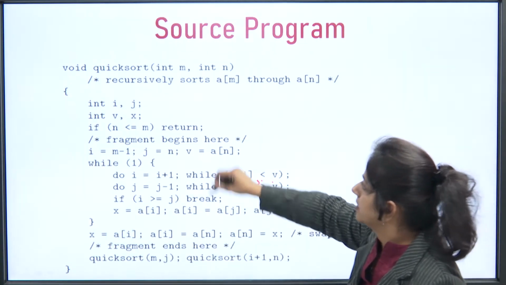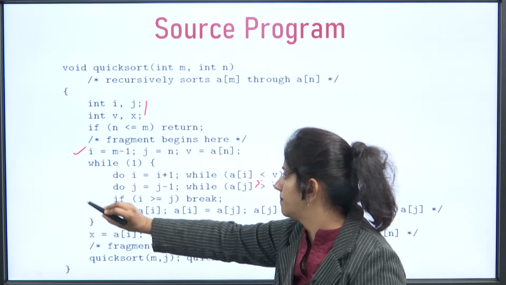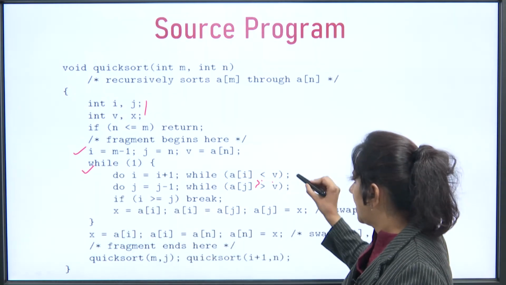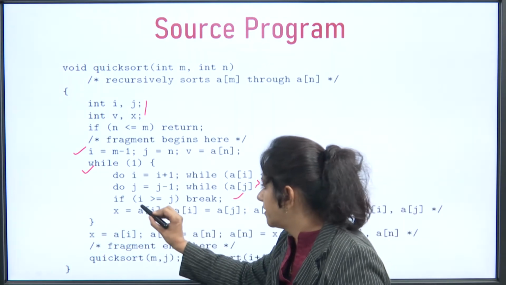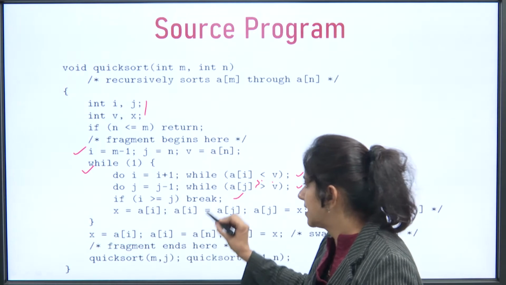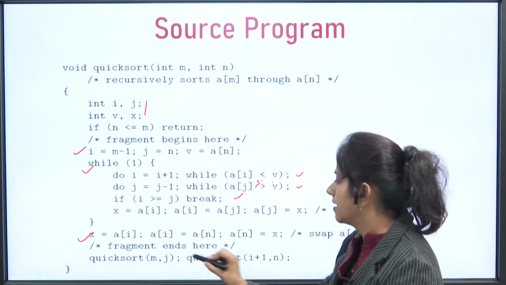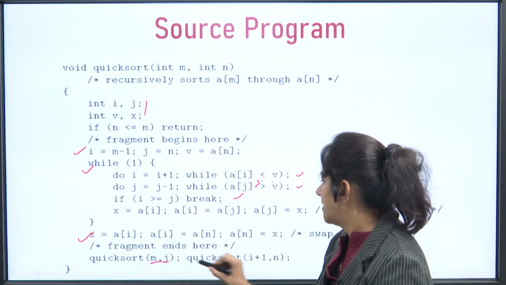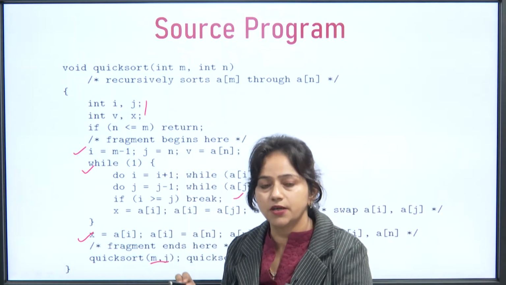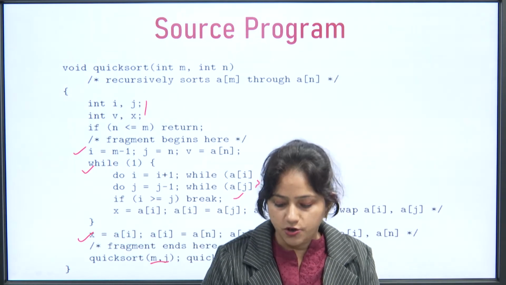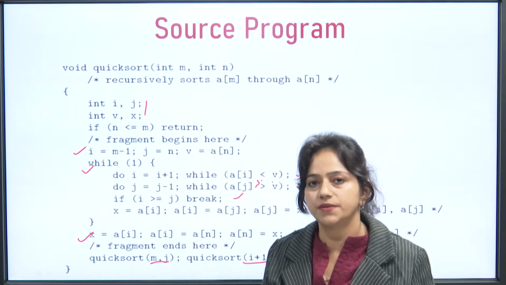It has a declaration section, and here we are initializing the variables. Then there is a while for 1, and then 2 while loops inside it, then there is an if condition, and if this condition is met, then we break from it and come out at this particular statement. Further, we call the procedure for another value of m and n. So, this is the generic, or recursive, procedure for quick sort. Here I am not explaining the procedure, rather we will focus on the optimization technique.